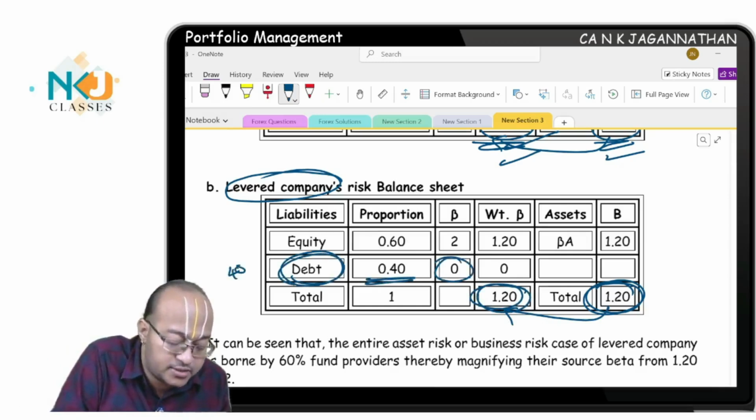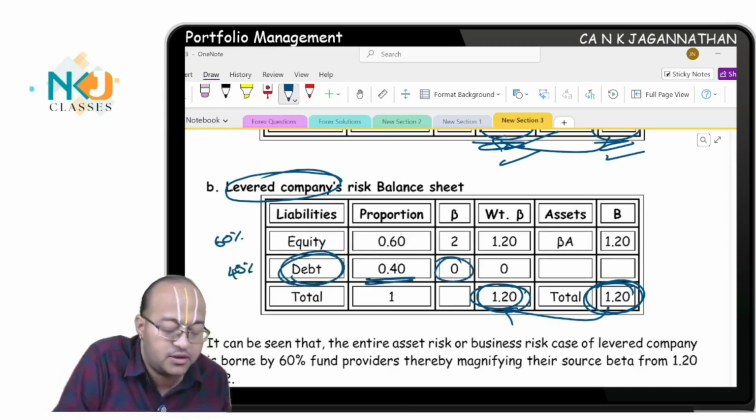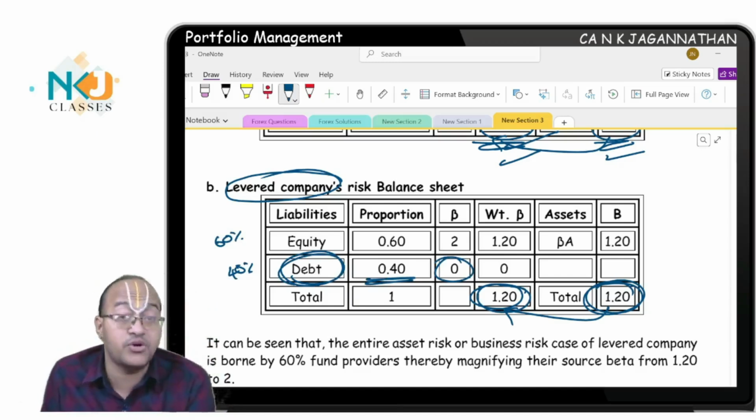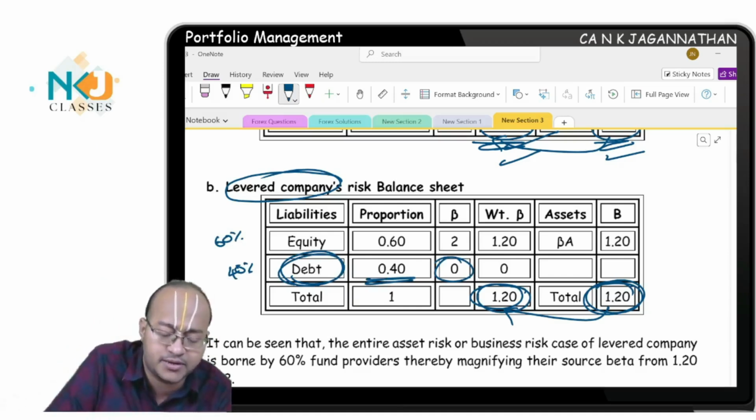Assume the debt in the company is 40% and equity 60%. Are you all understanding? Debt equity ratio is 0.4 to 0.6. Assume this is the situation. And what happened? The debt beta is 0, so the weighted beta is also 0.